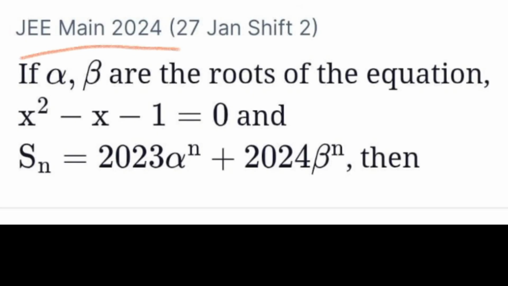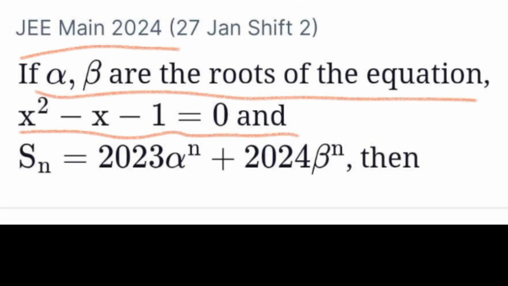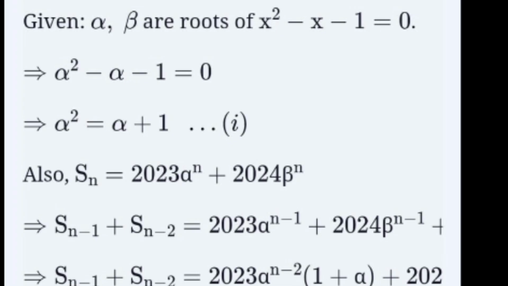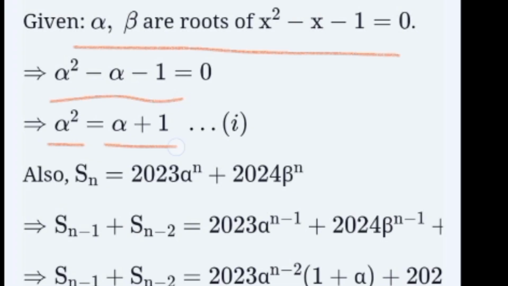2024, one more sum. Alpha, beta are roots of the equation x square minus x minus 1 is equal to 0, and Sn is equal to 2023 alpha power n plus 2024 beta power n. So alpha, beta are roots of the equation x square minus x minus 1 is equal to 0. Now here alpha square minus alpha minus 1 is equal to 0, alpha square is equal to alpha plus 1. Now here beta square is equal to beta plus 1.